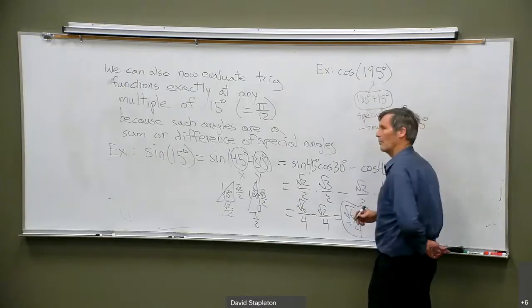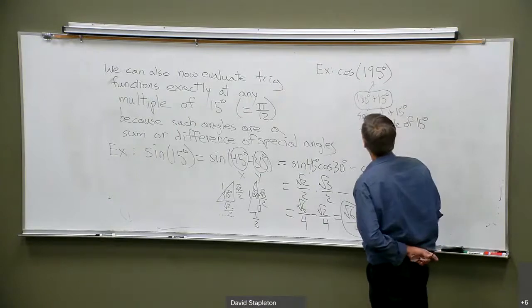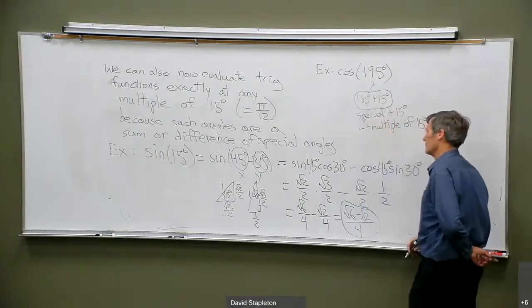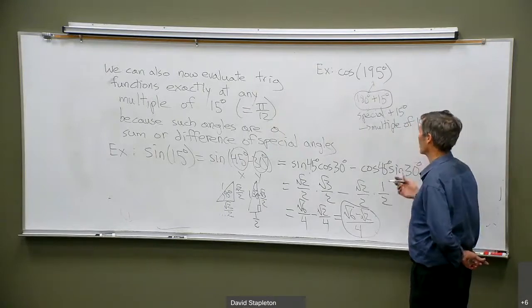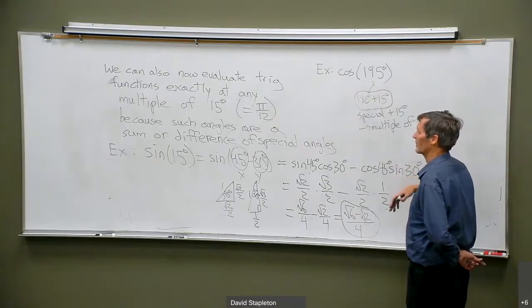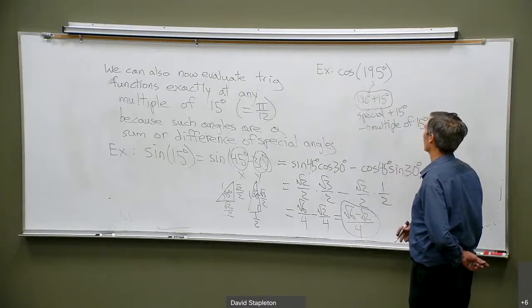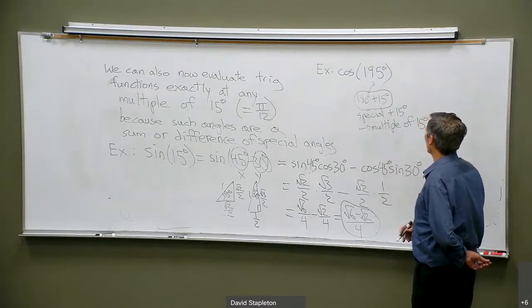Now you can take a big angle, right? Like 735 degrees. I know that's a special angle because that's a multiple of 15 degrees, because 720 is a multiple of 15 degrees. Add 15 degrees and I get 735. Right? So those kind of things.